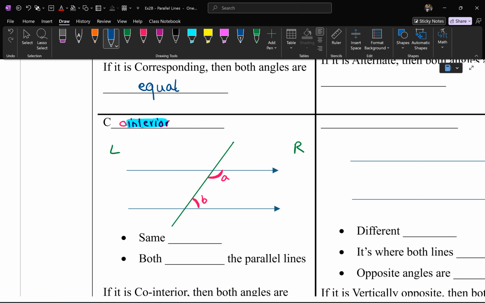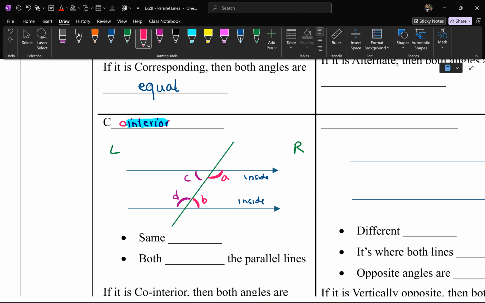So I'm going to write inside to help you remember here. So inside, inside. There's also another set of co-interiors. So you can see you've got the right side, well then you also have the left side. That means these two, this angle here and this angle here, they're both on the left and they're both inside the parallel lines. These are called co-interior. So if I called it C and D are co-interior, A and B are co-interior.